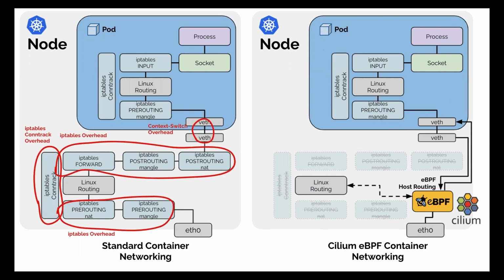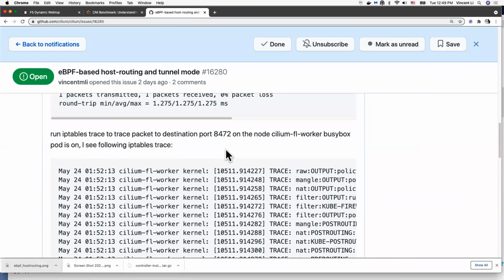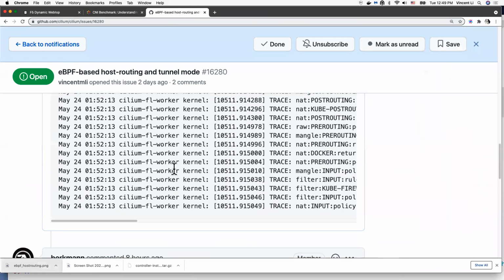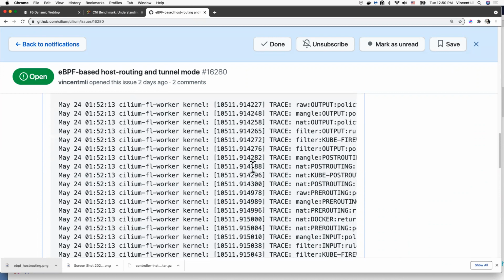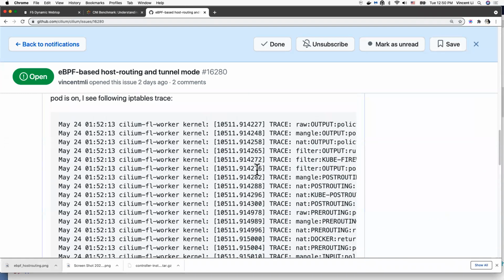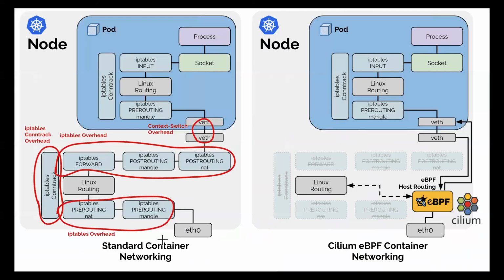But there is a confusion here, because I noticed when I run the IP table trace in the host namespace for the VXLAN packet, destination port 8472, I still see IP table processing in the host namespace, but the diagram shows it should have no IP table netfilter processing.